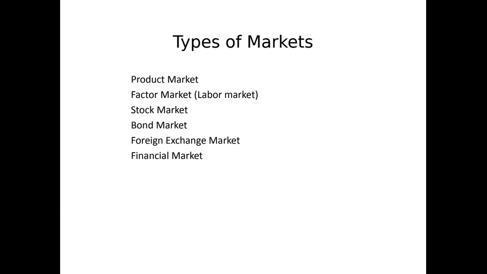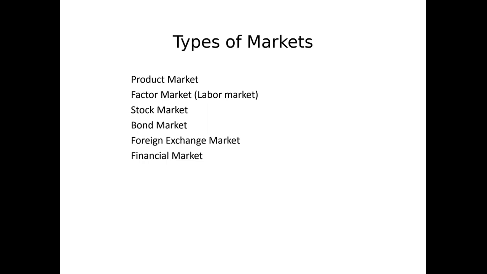So these are different types of markets. Product market is a place where buyers and sellers interact. It may be physical, it may be virtual, to buy goods and services. This is what we call product market, where sellers and buyers are selling and buying different types of products. Then we have factor market. By factor market, I mean we are buying and selling factors of production or resources, for example, labor market.